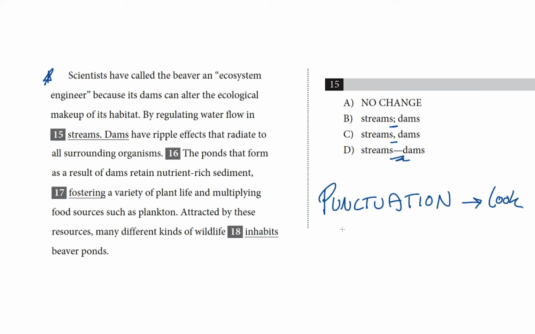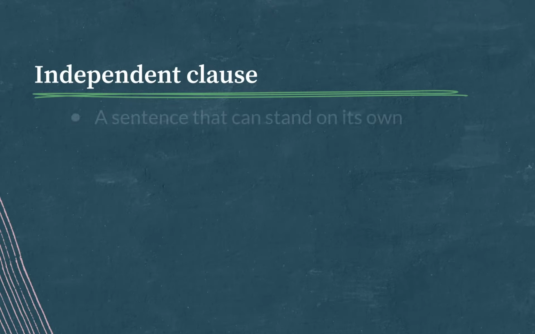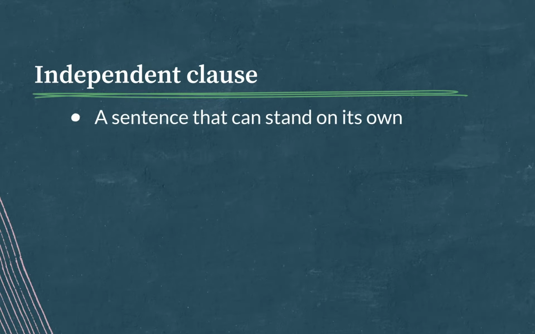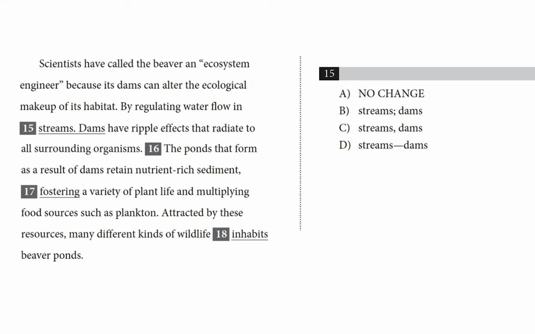And whenever I see a punctuation question, the first thing I do is look for independent clauses. An independent clause, just as a quick refresher, is a sentence that can stand on its own. So it has a subject and a main verb. It's a full sentence. Before I get going, if you want to pause the video and try the question yourself, please take this opportunity.